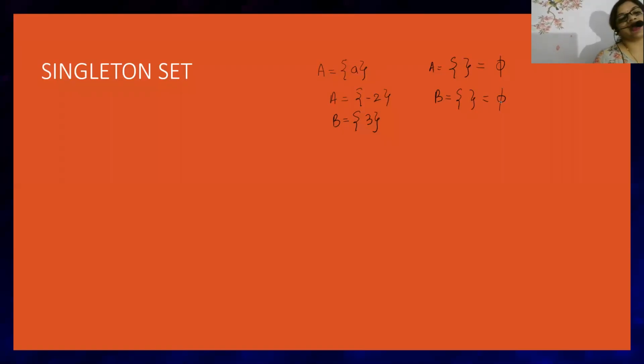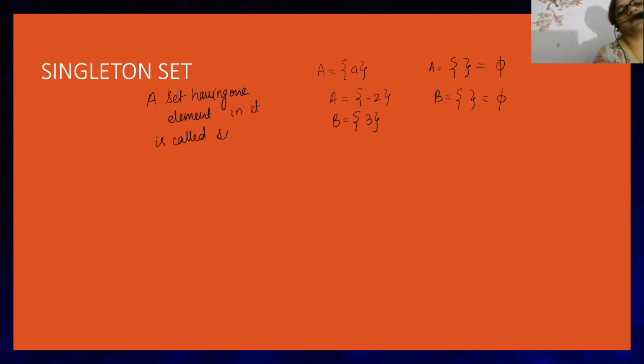Singleton set means a set having one element in it. A set having one element in it is called a singleton set. What is it called? It is called a singleton set. Now, I'm giving you one example in set builder form.